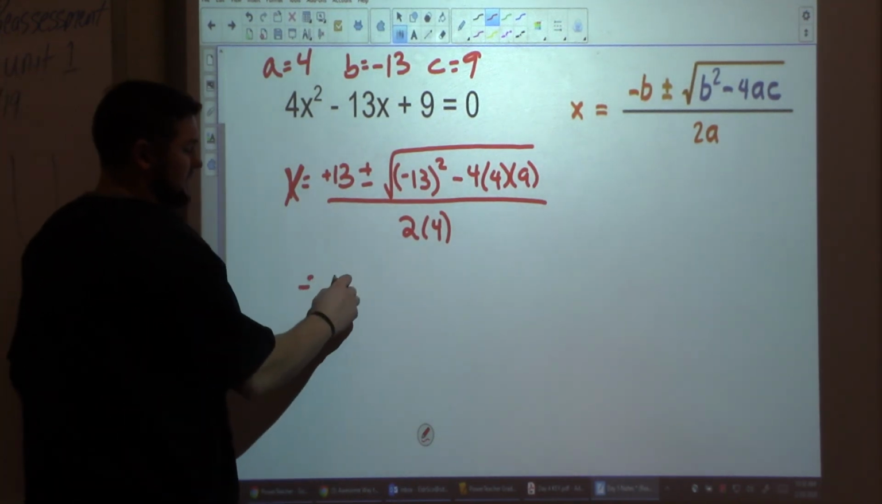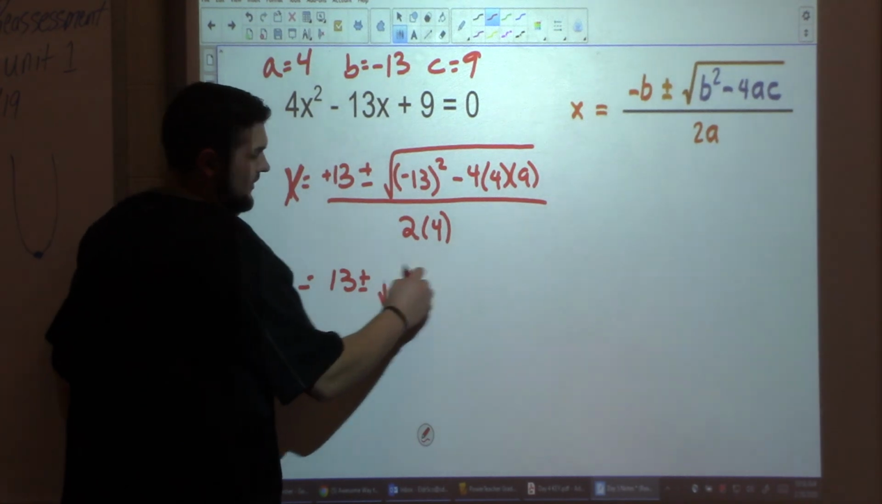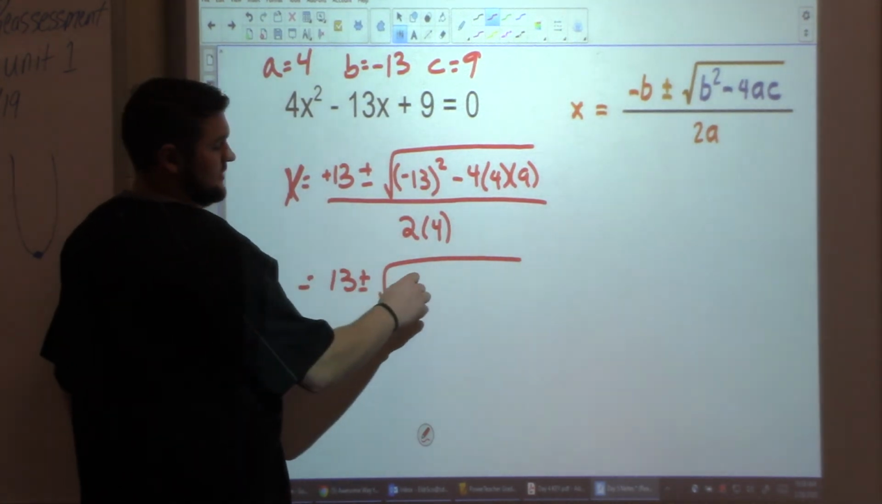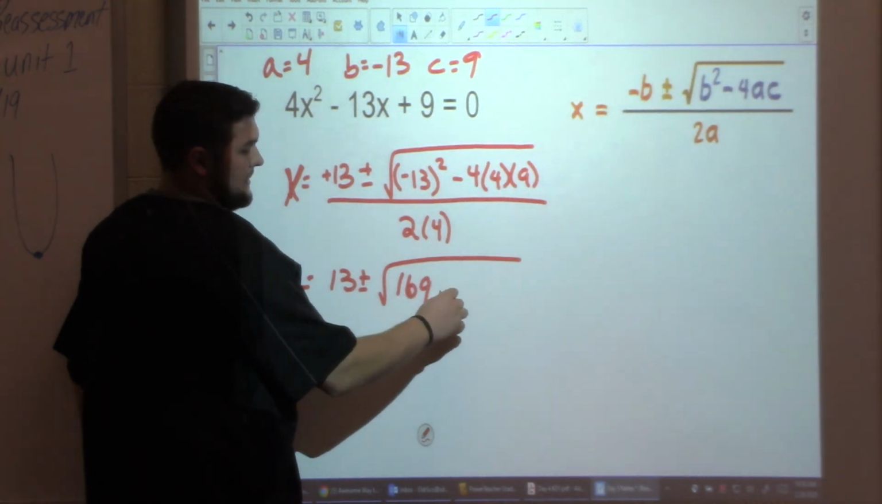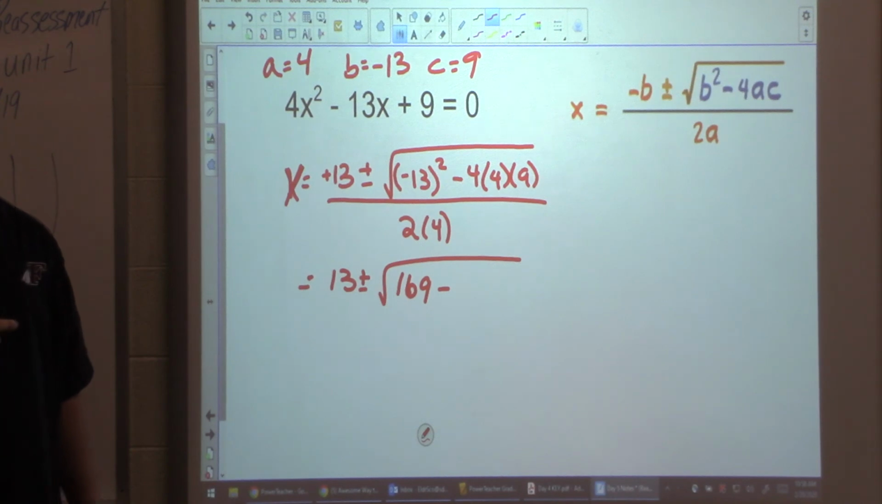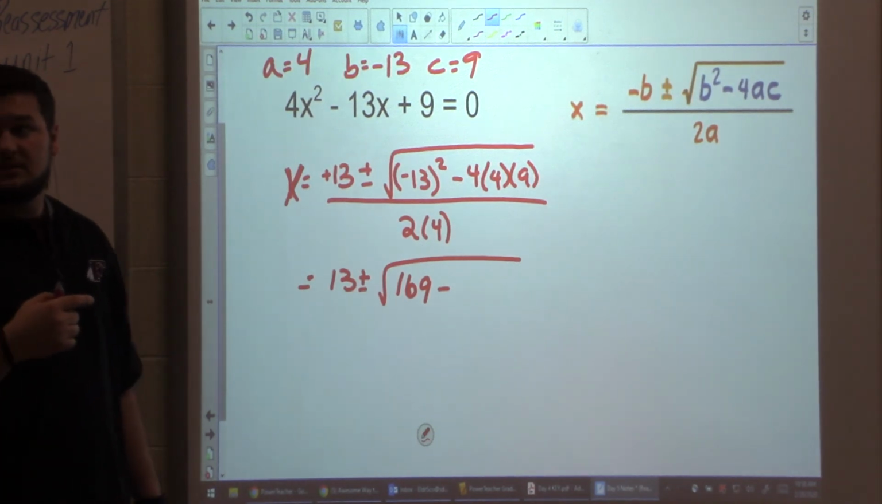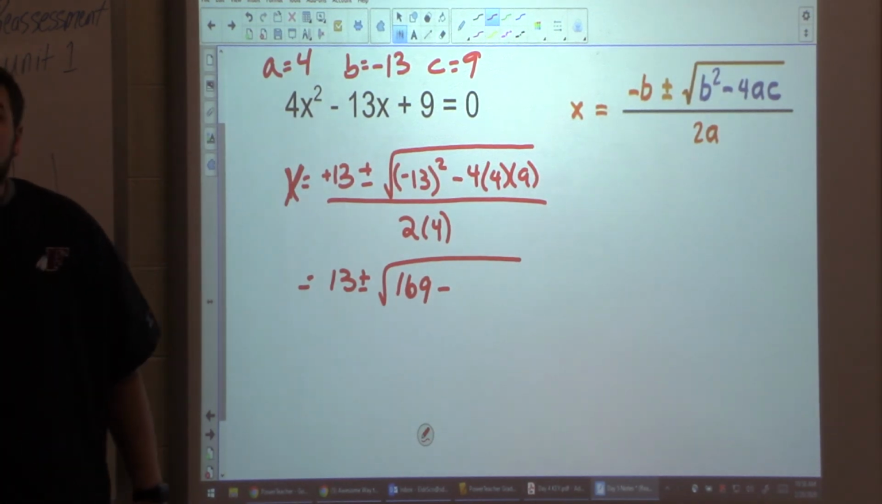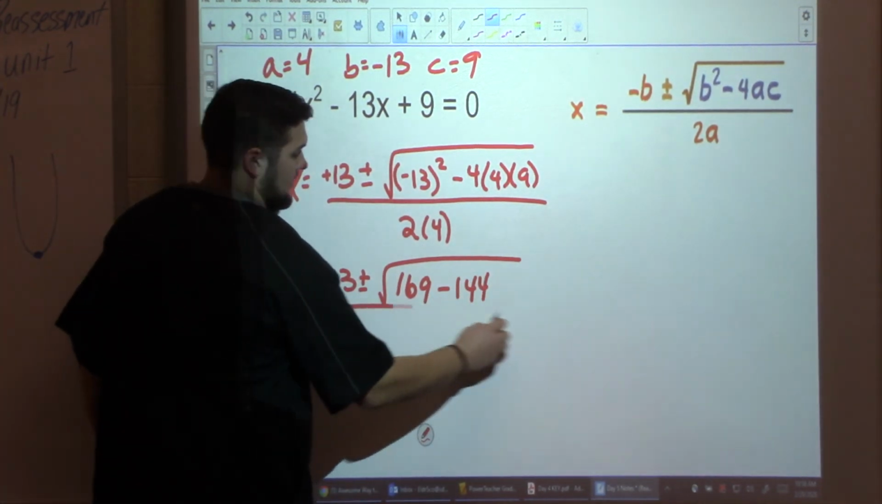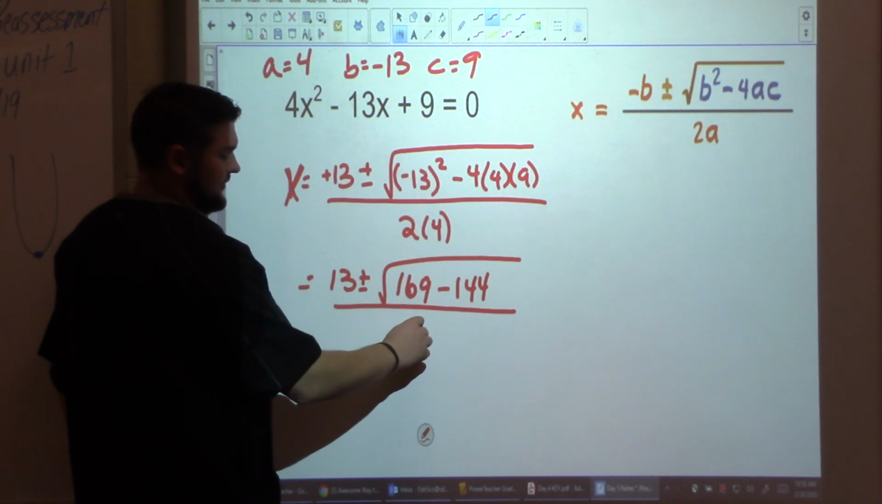So the first thing I'm going to do is what's under the radical. Negative 13 squared is 169 minus 4 times 4 times 9. 16 times 9, what's that? 144. Thank you, Evan. Over 2 times 4 is 8.